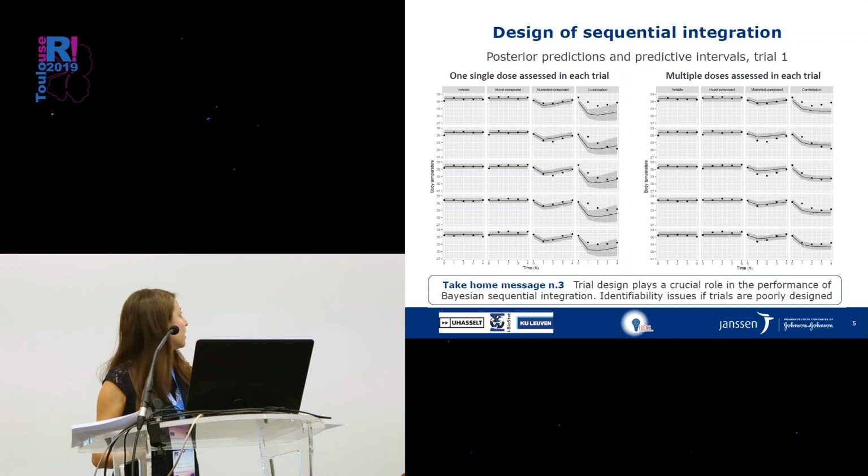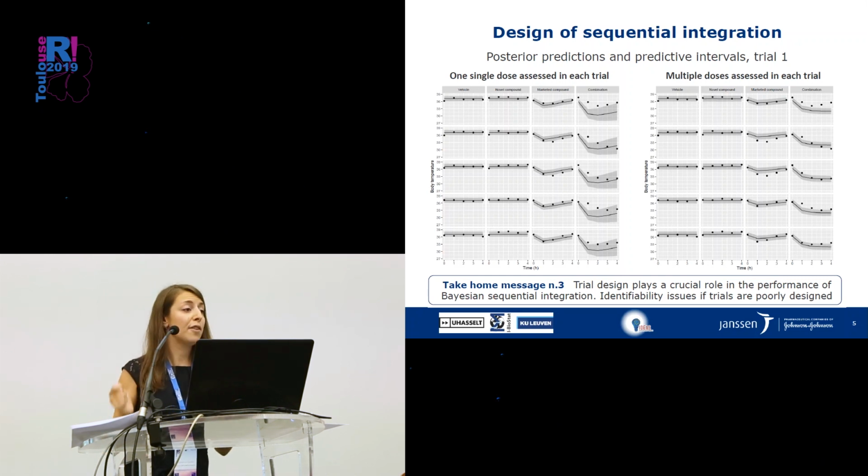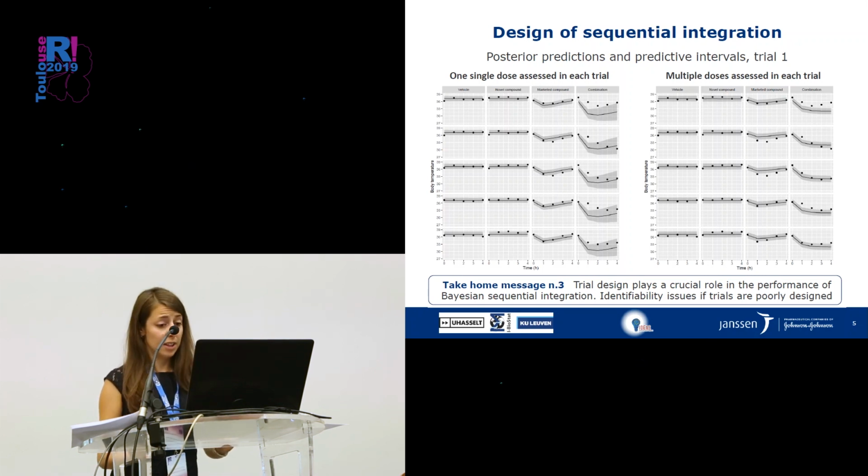So for that reason, if you can see the first graph, you see indeed that the predictions are not very good. Whereas if we really have trials that are assessing all the possible dose combinations, we have much better results, as you can see in the second graph. So this is because indeed we have identifiability issues.